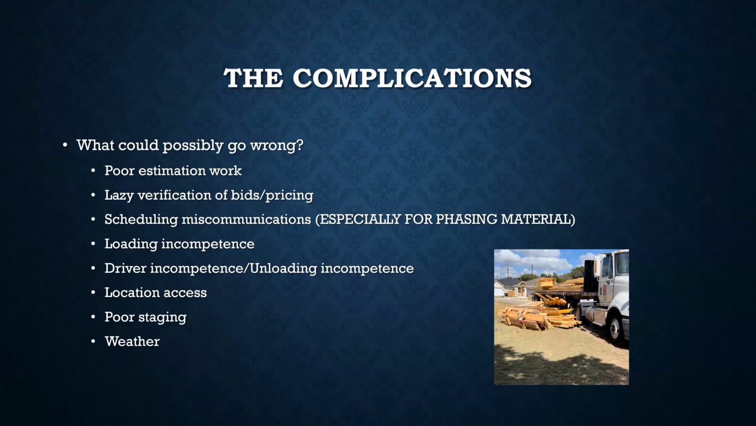So what could go wrong? Well, in order of how procurement normally would flow, the first thing that can go wrong is poor estimation work. The idea of getting the right stuff on your site, when you need it, where you need it, and in all of the right quantities starts with a proper estimation. Now, we talked about that in materials estimating, so I'm not going to go into detail, but that is the first thing that needs to be correct in order to get to the final thing being correct.